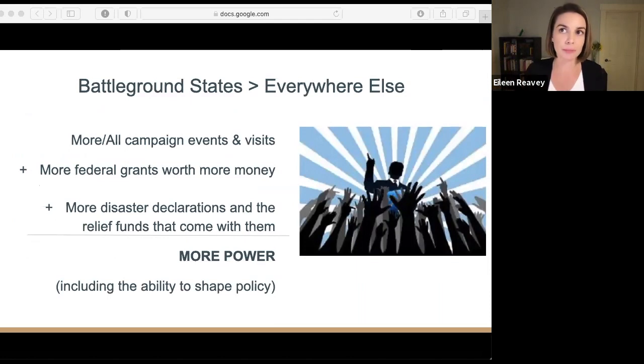So what does all this add up to? Battleground states get more campaign events, more federal grants, and more disaster declarations. And all of these things are a proxy for power in our system, and those states tend to have a lot of power. And we know that it goes beyond funding, and it actually goes into shaping policy as well. So we see candidates now proposing policies that are specifically geared towards winning over specific voters in swing states.